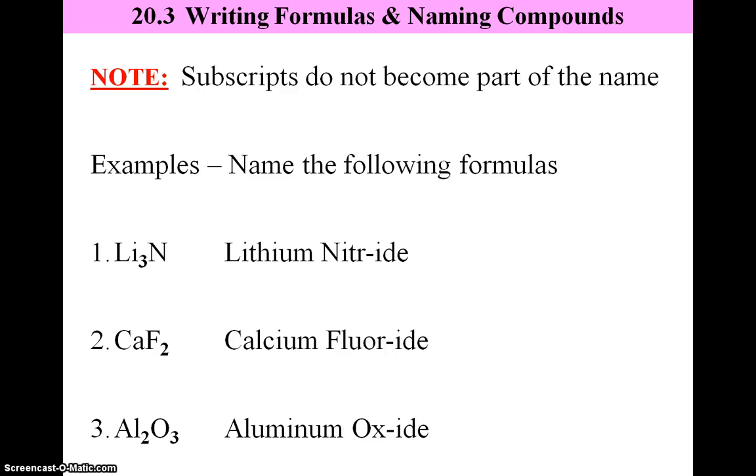All right, so just an example, if we were to look here, you can see that you have lithium first and then nitrogen, so it's lithium nitride. Calcium and fluorine, so it's calcium fluoride. Aluminum and oxygen, aluminum oxide. So these are pretty simple to write the formulas for. Now after this, you should be able to do simple formulas and name simple ionic compounds.